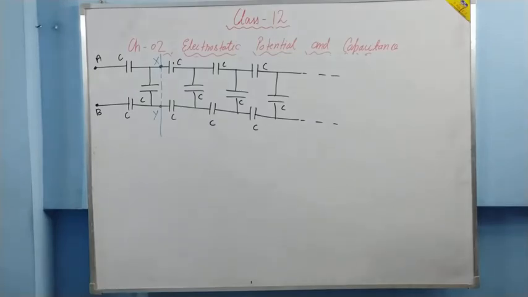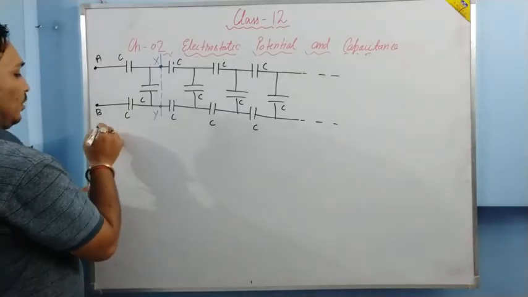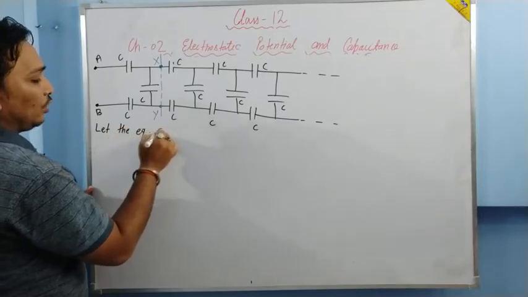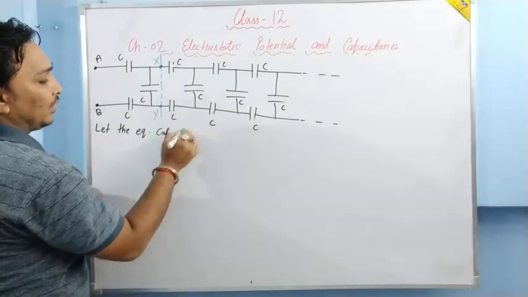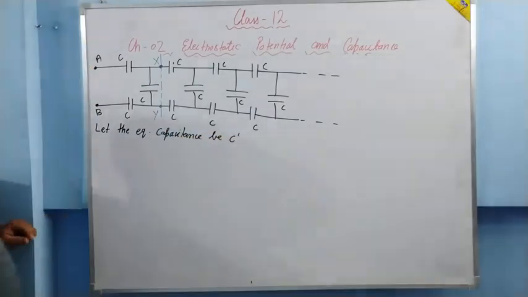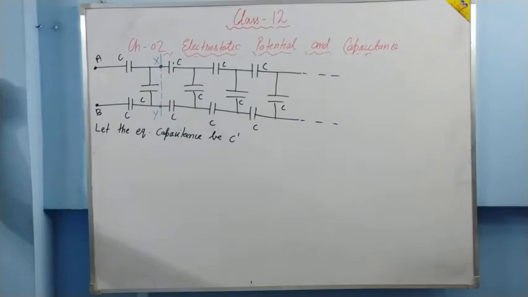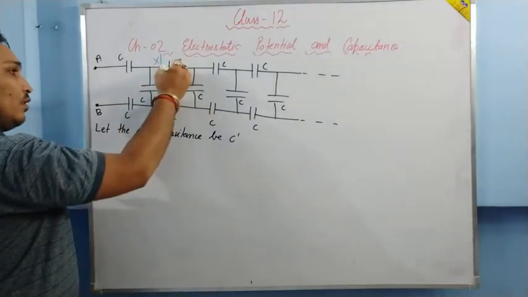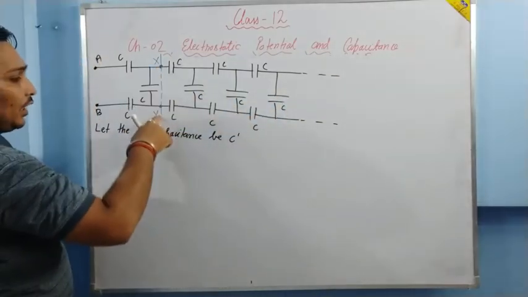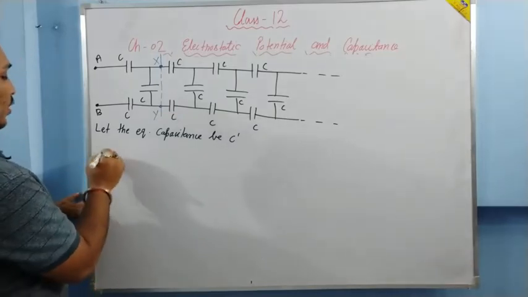So what we are going to do is consider the answer first of all. Let the equivalent capacitance be C dash. Now just see. From here till here it is again an infinite ladder. So between X and Y, the equivalent capacitance will be C dash only. So what can we write?